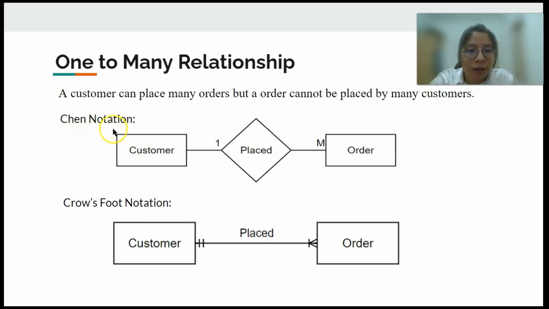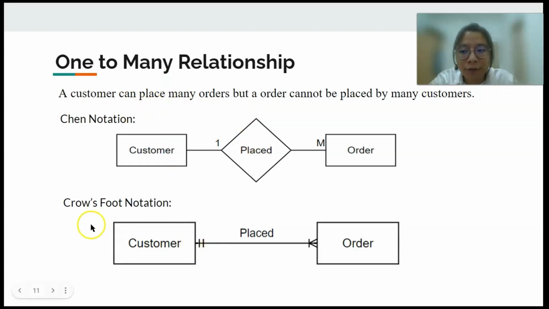Now we are looking at how to draw it. Looking at the Chen notation, it is customer places order. Customer is a noun, order is a noun, and place is a verb. So looking at here, a customer can place many orders. So orders and customer are nouns. Entities are always the nouns and the relationship is the verb, here place.